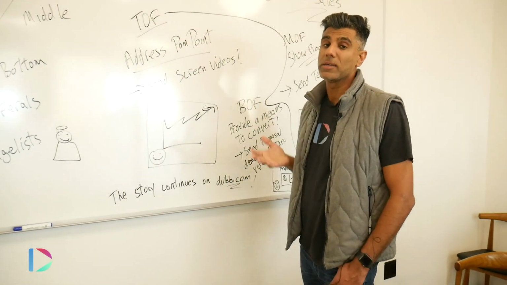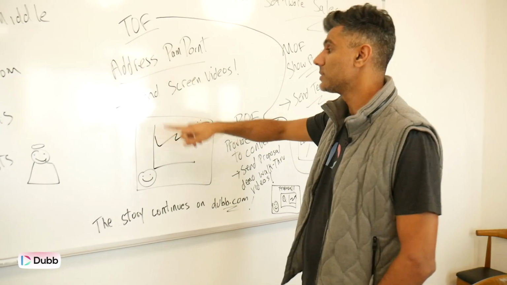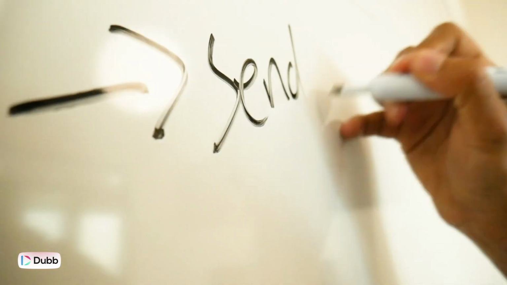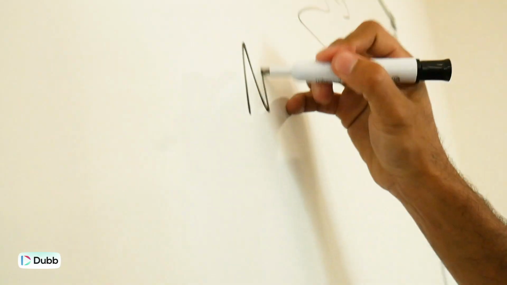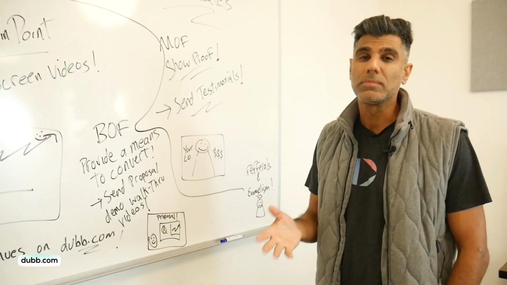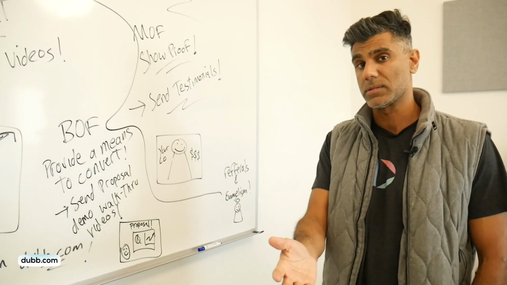Here's a really quick way how to use video for software sales. At the top of the funnel, address their pain points. Send them screen videos and show that you understand what they're going through and how you potentially have a solution. At the middle of the funnel, show proof, show testimonials, case studies, anything that they can sink their teeth into and understand how you're providing a solution.